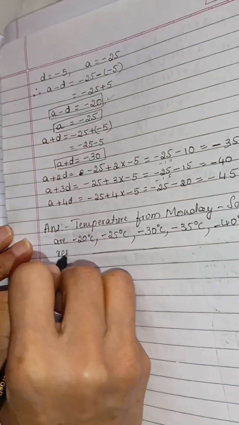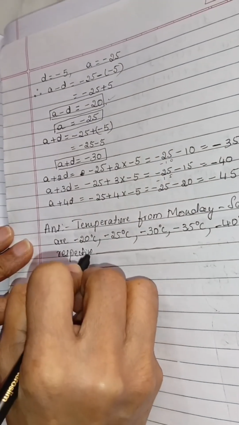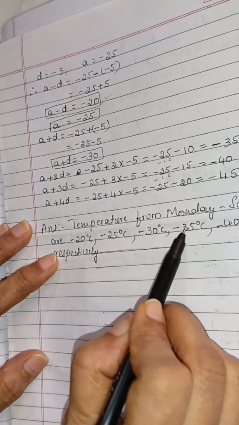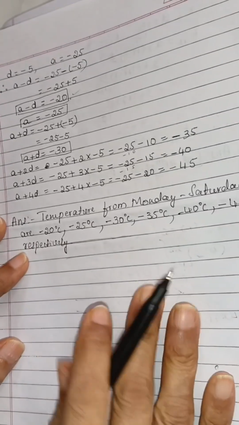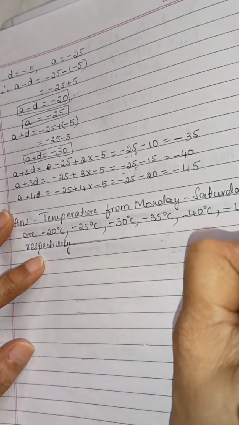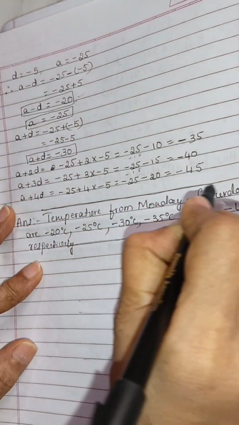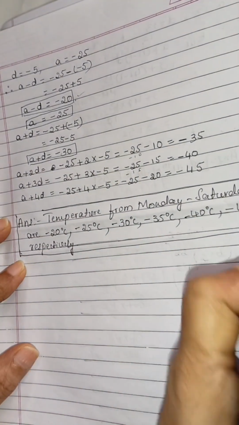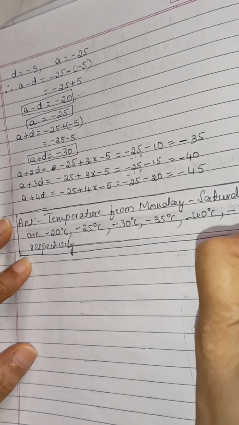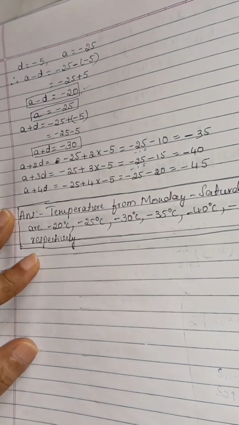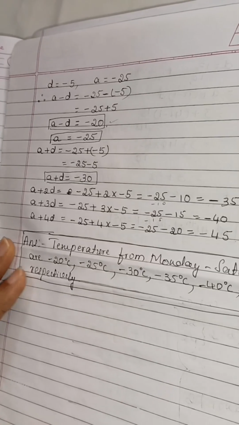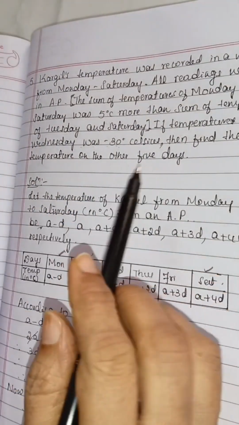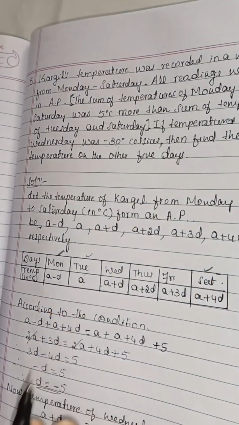Respectively, write. Respectively means Monday, Tuesday, Wednesday, Thursday, Friday, Saturday. Okay, this is the answer. And you must be thinking it's a difficult one, but it is not that difficult. It's very easy.